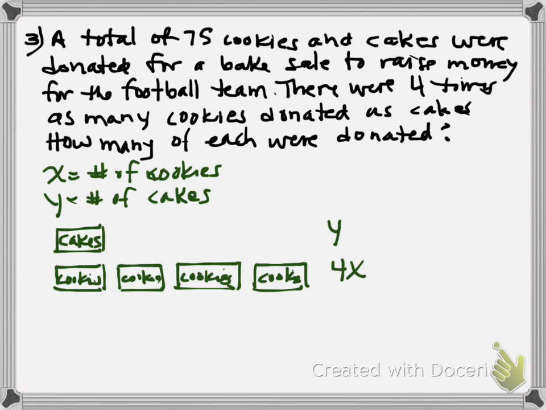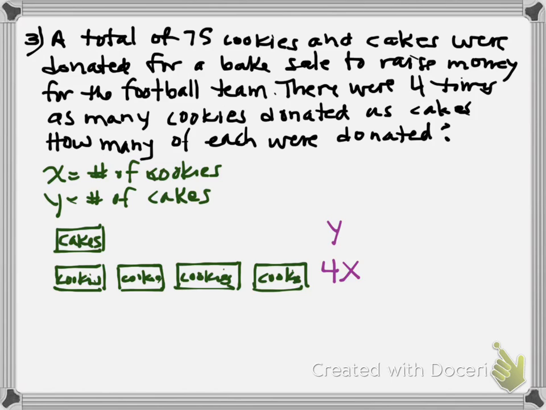1 cake, I'm trying to change colors. 1 cake, oh, I have mine backwards, sorry. That doesn't work. I want to erase these 2. So my number of cakes is my Y, and the number of cookies, it took 4 groups of them. There we go. So again, notice how we did that last time?